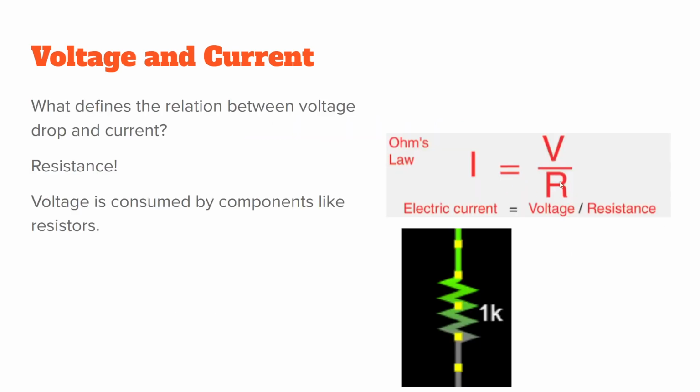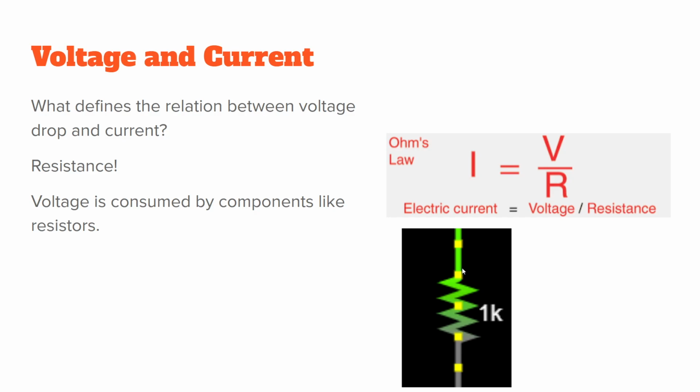Resistance is the relation between voltage drop and current. You can see this green is kind of fading out as it goes along this zigzag. This zigzag is a resistor. Specifically, it's a 1K resistor. So in this little simulation that I'm going to show you guys more of in a second, the brighter the green is, the higher the voltage is at that point. As it crosses the resistor, the voltage drops.